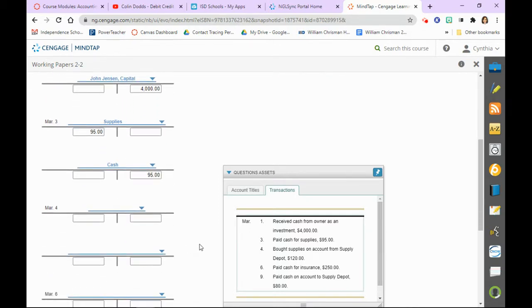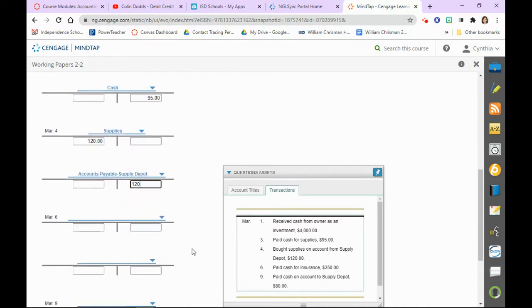The next transaction, bought supplies on account from Supply Depot. We're going to have supplies and accounts payable Supply Depot. Both are going to increase. Supplies is an asset, so it goes up with a debit. Accounts payable Supply Depot is a liability. We now owe them $120. It goes up with a credit because it falls on the right-hand side of the accounting equation.